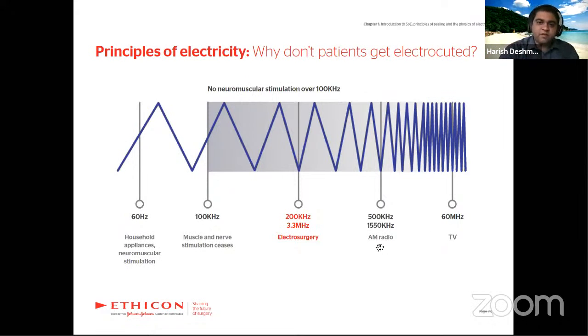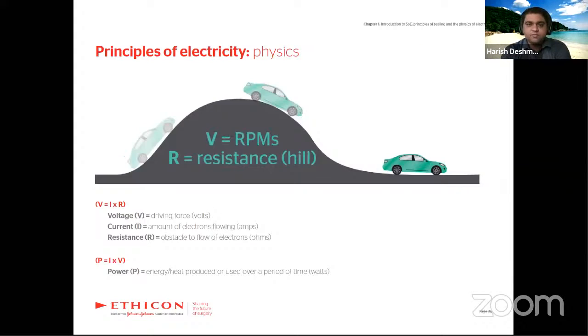So that's why the radios, TV, or the electrosurgical units that we use work at more than 100 kilohertz, 200 kilohertz, and 500 kilohertz further on. So we don't get electrocuted, or the patient doesn't get electrocuted, when we are using an electrosurgery unit. This is a very important aspect of physics basically.